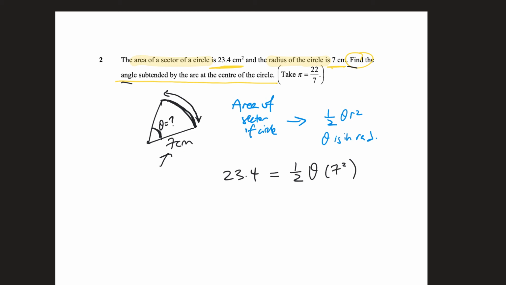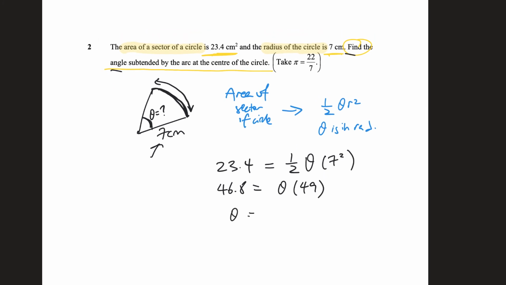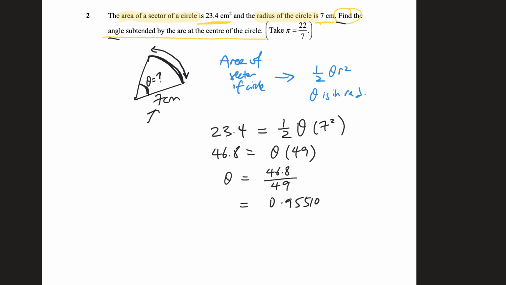So I'm going to multiply both sides by 2. And so what I get is 46.8 equals theta times 7 squared, and 7 squared is simply 49. And so I can say theta equals 46.8 divided by 49. And that gives me 0.95510. I usually put my answer in 5 significant figures first, and then I round it off to 3 significant figures.